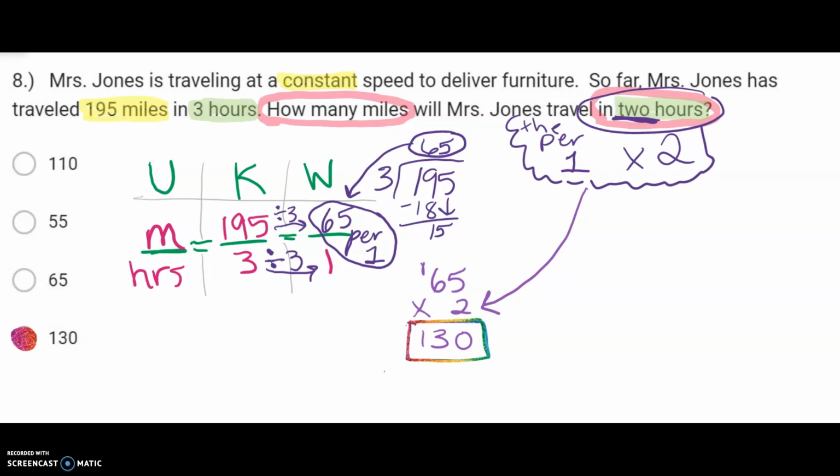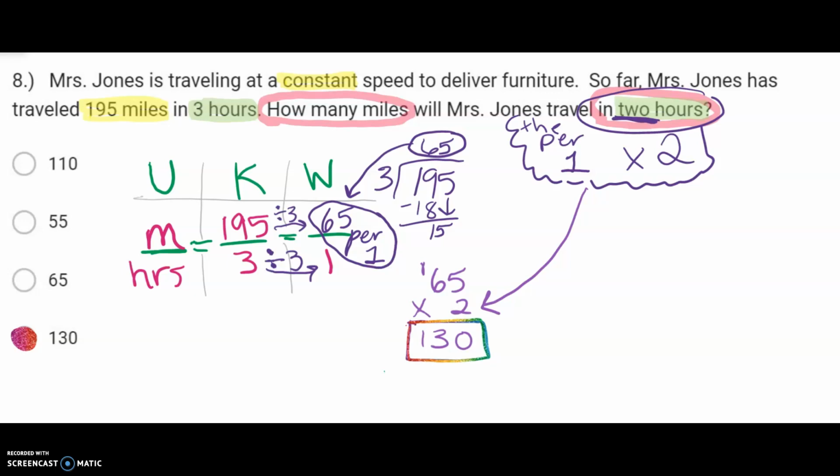So let's always look at our question, and you can see that it's for 2 hours that they actually want to know about. So now we take our per 1 hour and we just multiply it by the 2 they want to know. So 65 times 2 gave me 130. So 130 miles would be our answer.